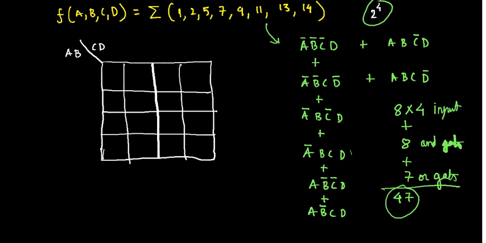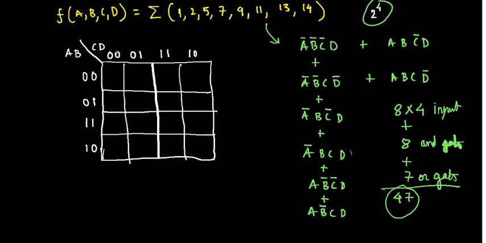Now label the possibilities of this, C, D. What are those possibilities? 0, 0, 0, 1, 1, 0, 1, 1. But you should label in such a way that two consecutive squares differ by only 1 bit. So it is 0, 0, 0, 1, 1, 1, 1, 0. Okay, in a gray code fashion. In gray code, what does it say? Two consecutive squares differ by only 1 bit. Similar thing here, 0, 0, 0, 1, 1, 1, 1, 0. Now you can label it.